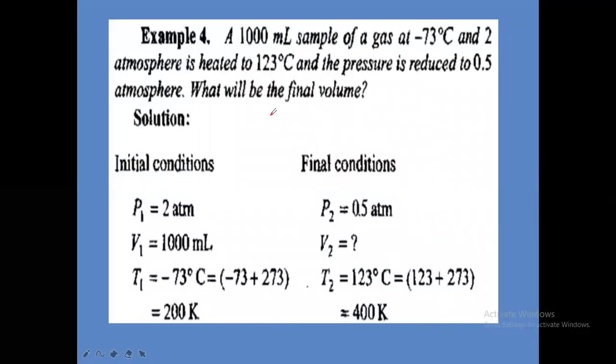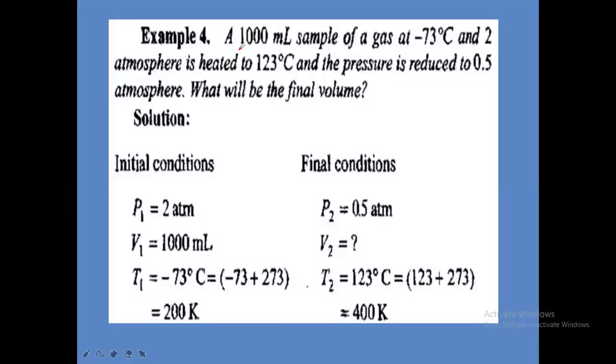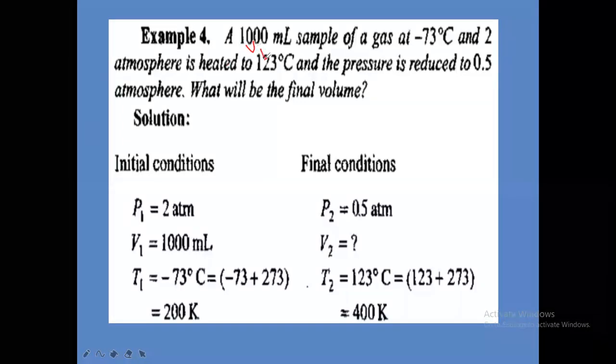Next, another problem. A 1000 ml sample of a gas at minus 73 degrees Celsius. The 1000 ml is V1, the volume of the sample of gas. The temperature is T1. How to get capital T1 here? The given centigrade temperature plus 273. So minus 73 degrees Celsius plus 273 will be equal to 200 Kelvin.